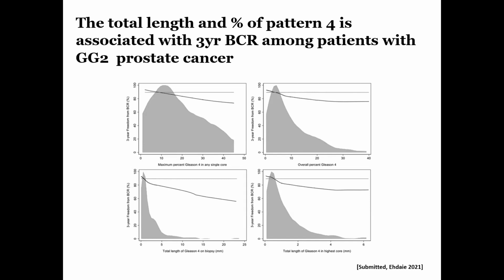We focused on the total length of Gleason pattern 4 on biopsy, and we can see in the figure on the bottom left that as the total length of Gleason pattern 4 increases per millimeter, it is associated with a proportional risk in 3-year freedom from biochemical recurrence. The gray shaded area again represents the quantification of total length of pattern 4 in our cohort. As we can see, the majority of patients had a total length of Gleason pattern 4 of less than 2 millimeters with grade group 2 prostate cancer.